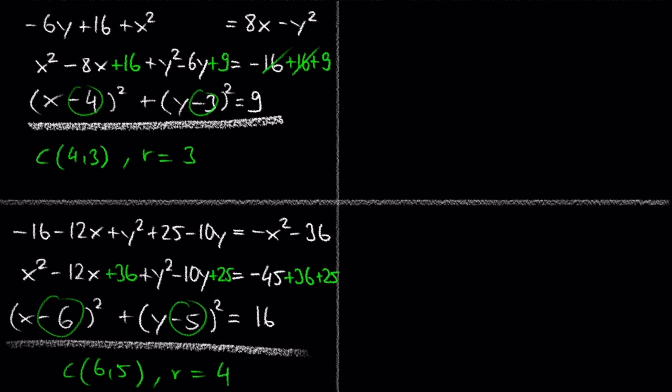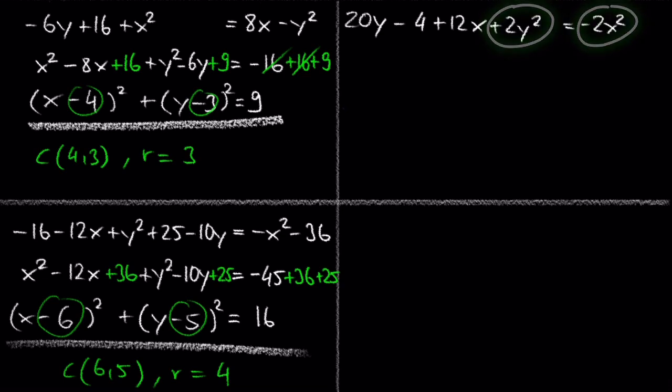What about the next example? 20y minus 4 plus 12x plus 2y squared equals negative 2x squared. Now, how can we get rid of the coefficients of x squared and y squared? That's simple. We divide the whole equation by 2. So 20 divided by 2 is 10. 4 divided by 2 is 2. 12 divided by 2 is 6. 2 divided by 2 is 1. And negative 2 divided by 2 is negative 1.